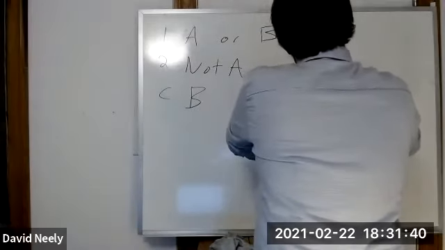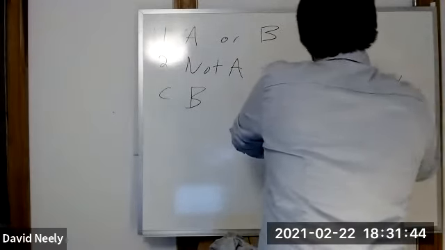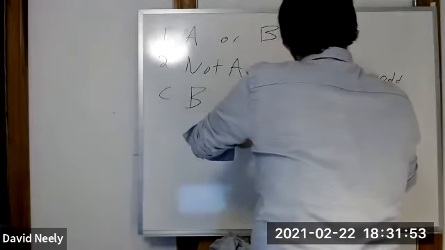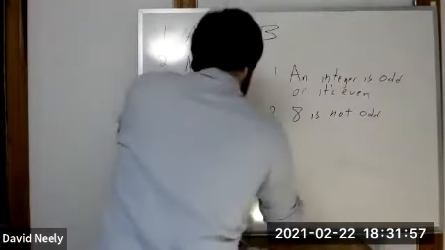An integer is odd or it's even. 8 is not odd. Conclusion, 8 is even. So, does everyone understand this line of reasoning?